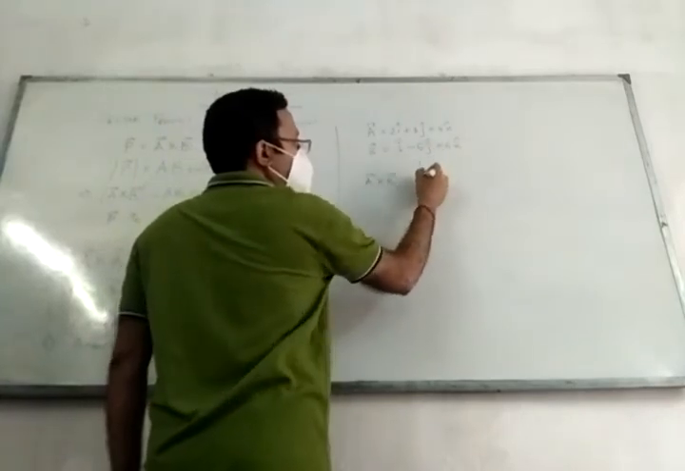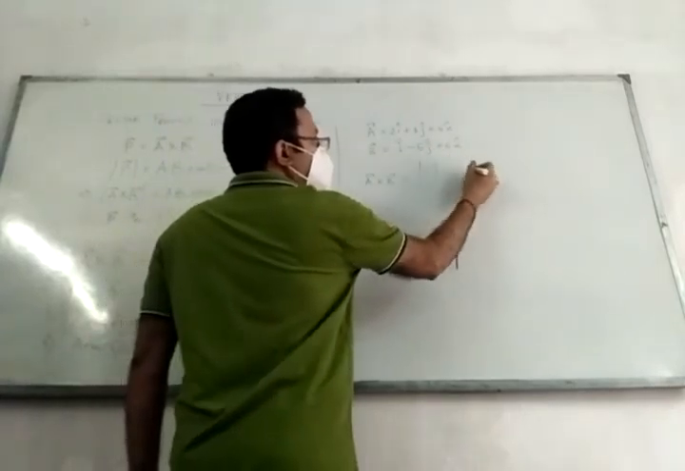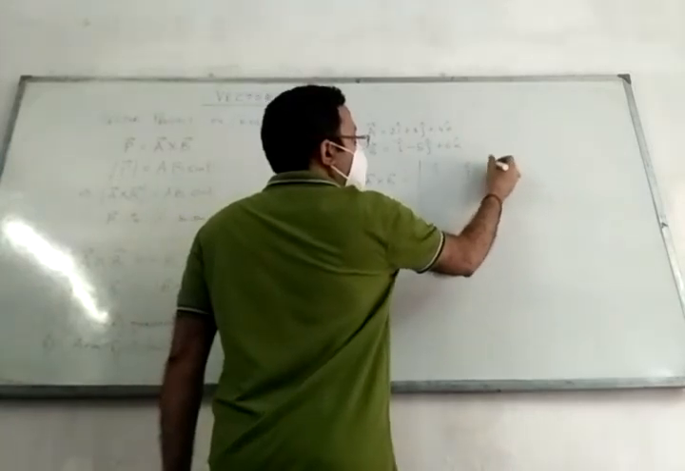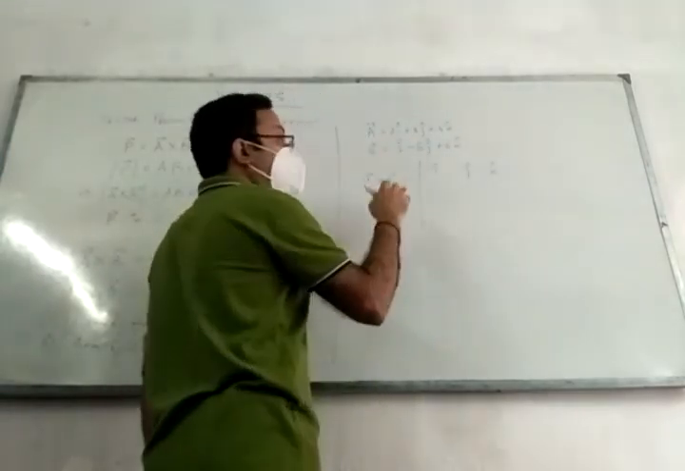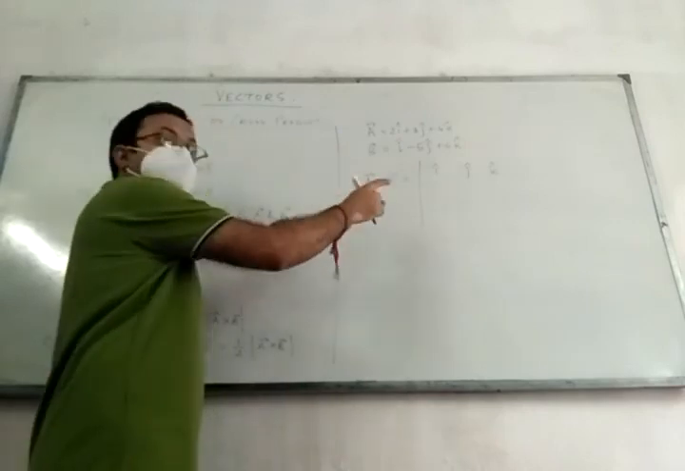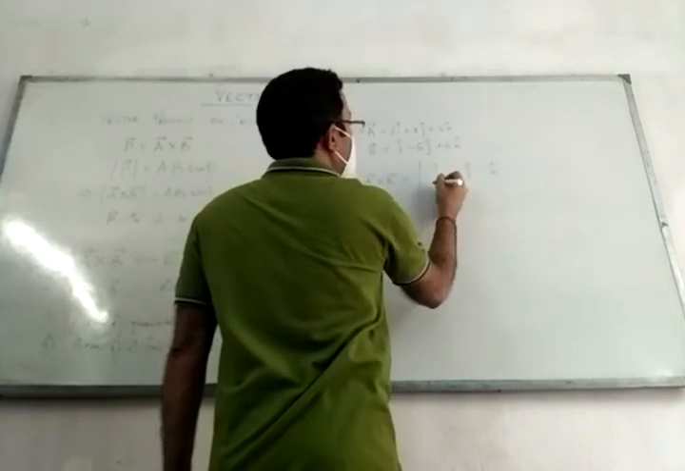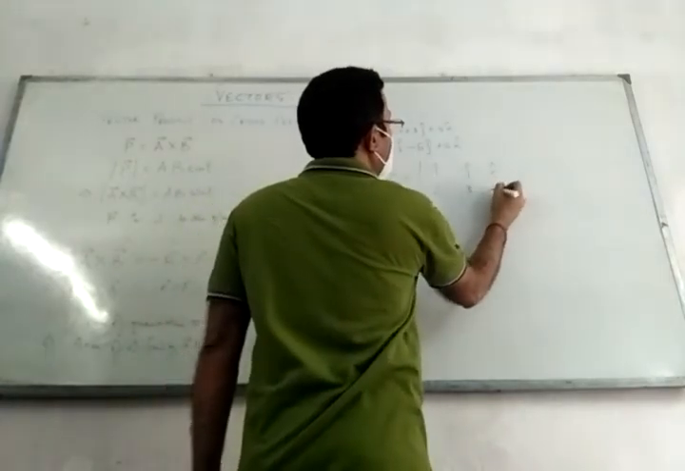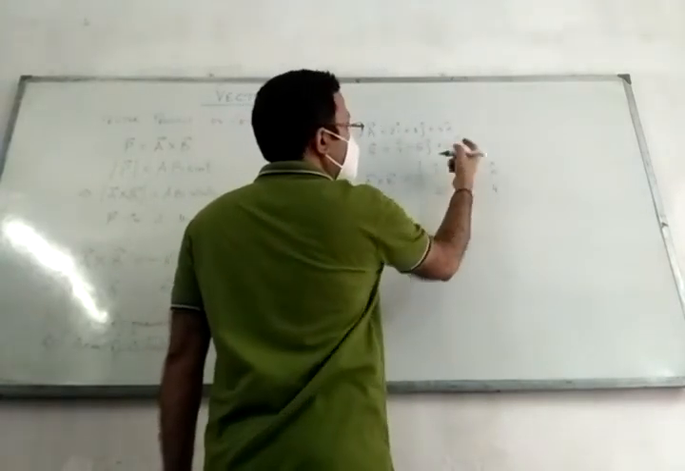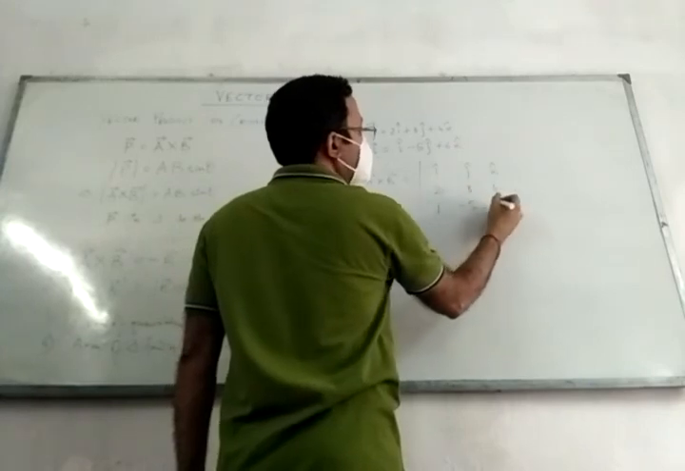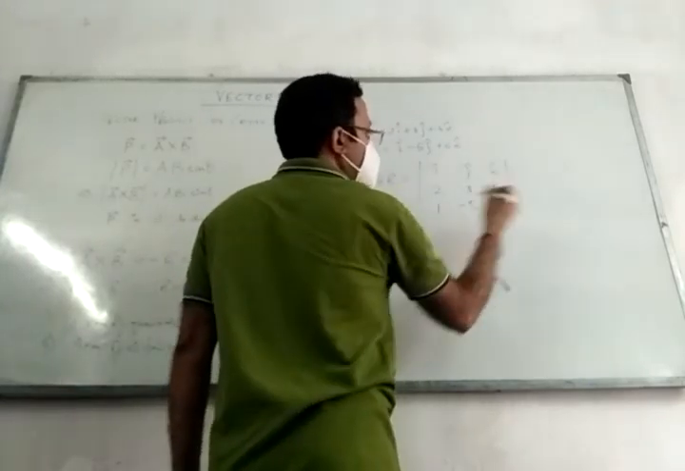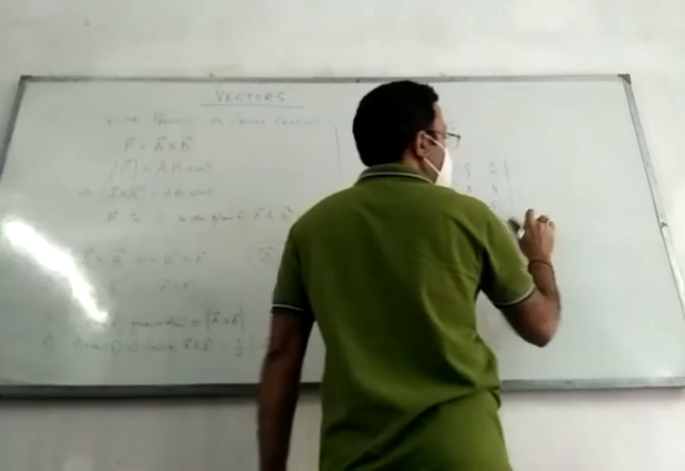We use the determinant method. I cap, J cap, K cap. Then remember the order is important. If you are doing A cross B, you need to write A first and then B. And if you are doing B cross A, you need to write B first and then A. Order is important. In the next rows, A coefficients are 2, 3, 4 and B coefficients are 1, -5 and 6.